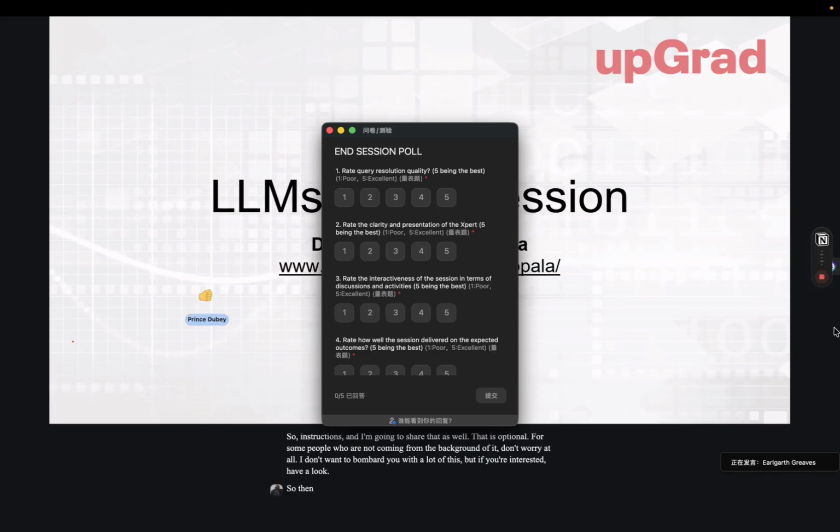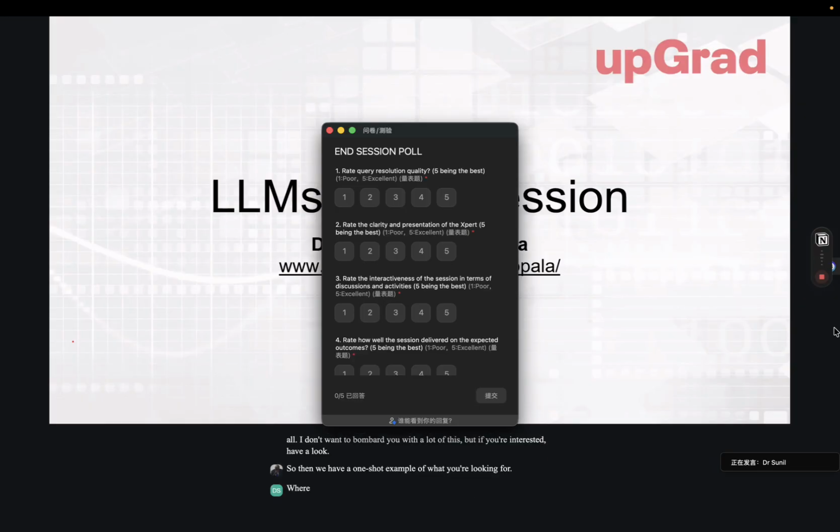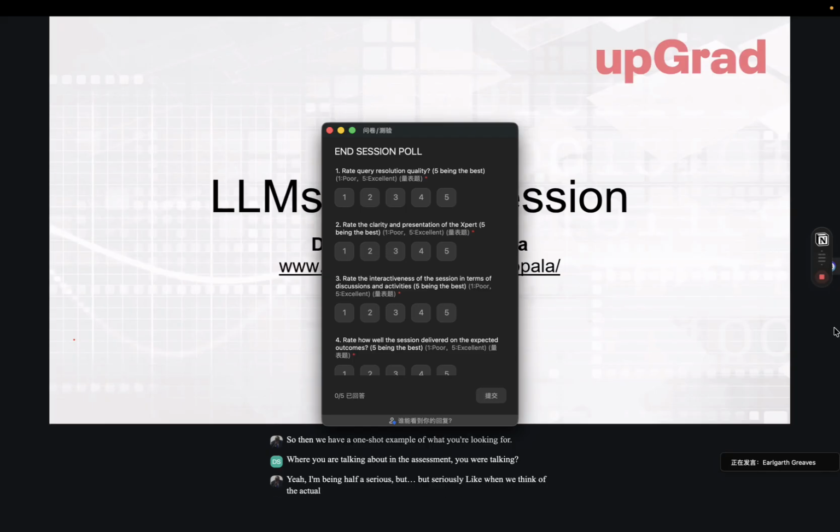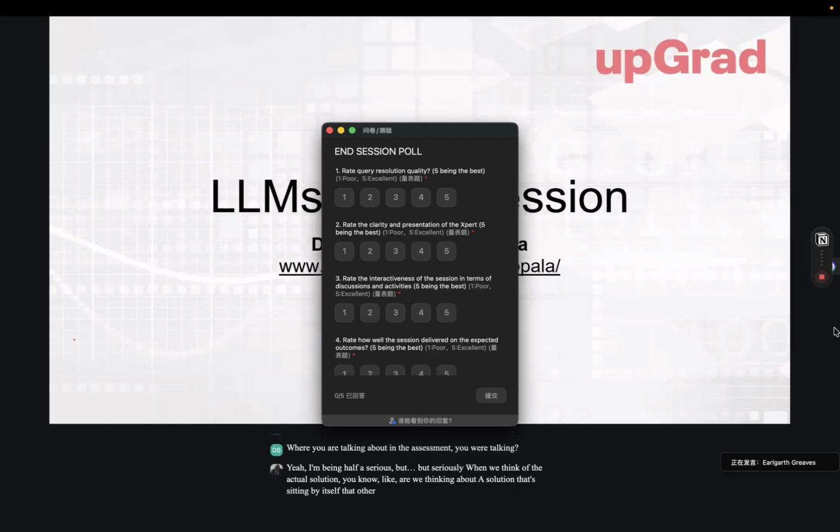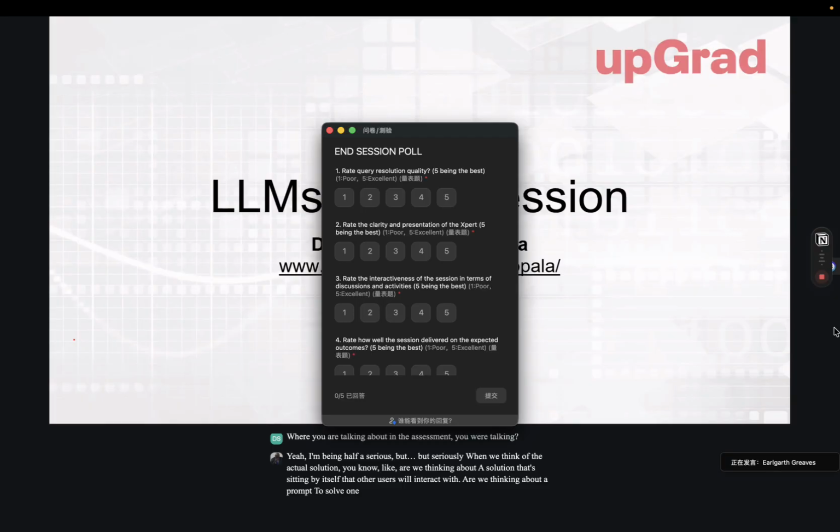So can we have a one-shot example of what you're looking for? Yeah, I'm being half facetious, but seriously, when we think of the actual solution, are we thinking about a solution that's sitting by itself that other users will interact with? Are we thinking about a prompt to solve one specific question, like some of the examples suggest, or what is the final product supposed to look like? How far are we supposed to go? That's what I'm trying to wrap my mind around.